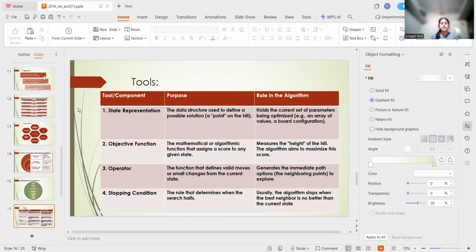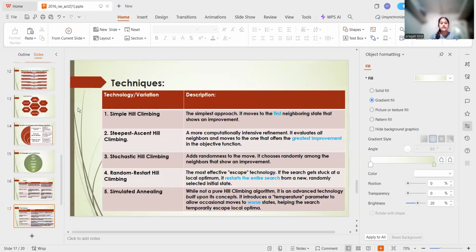So next are the tools. The tools are state representation, objective function, operators, and stopping conditions. This is their purpose and role in the algorithm. The next slide is techniques. There are five techniques, each with a different description.